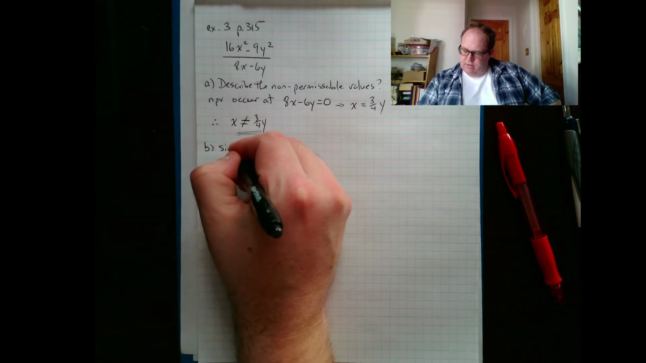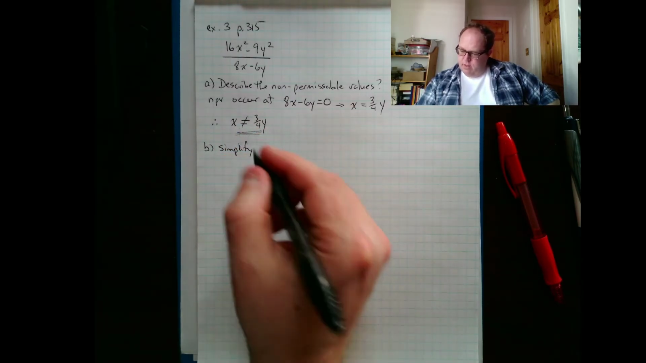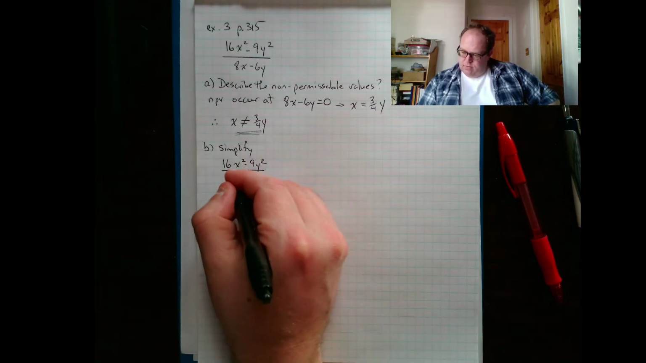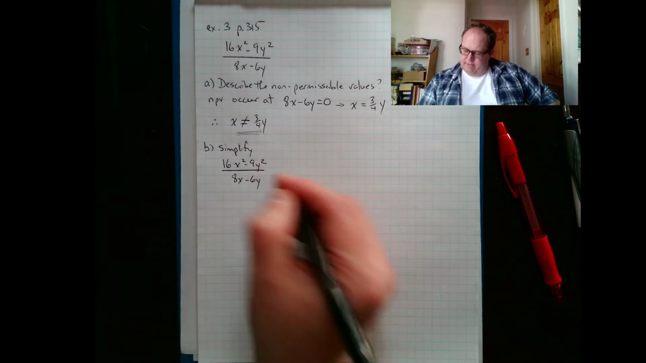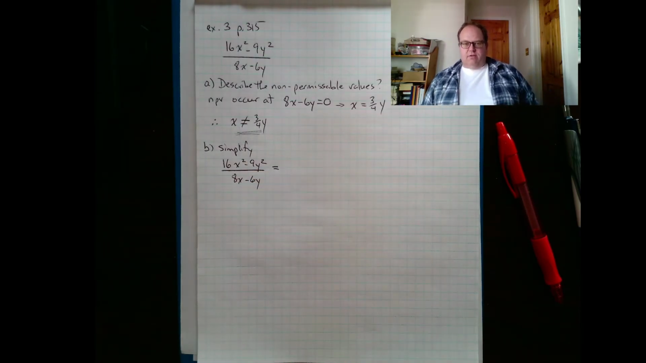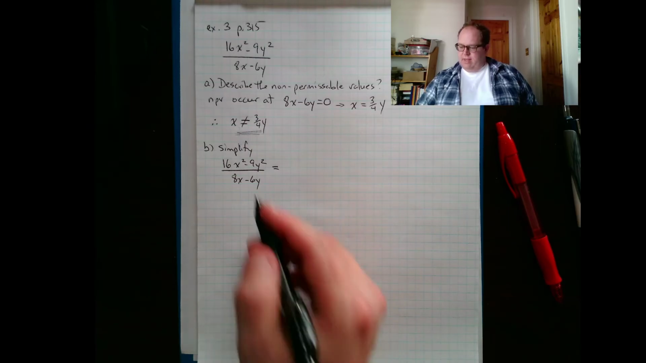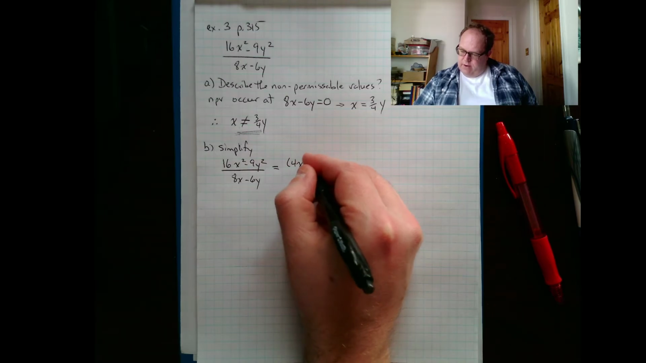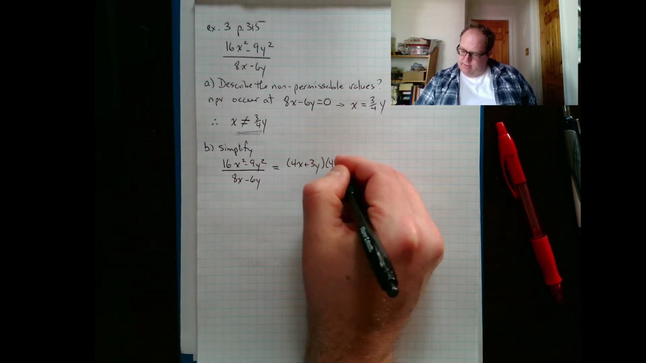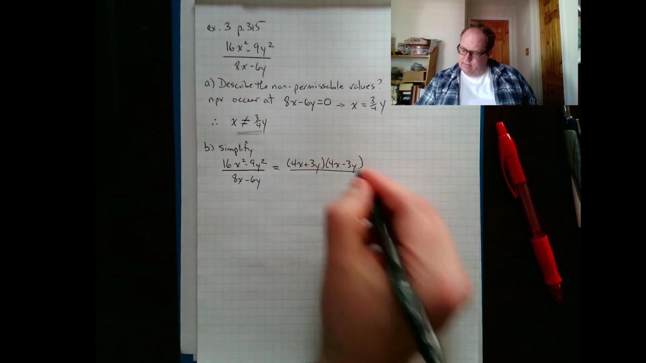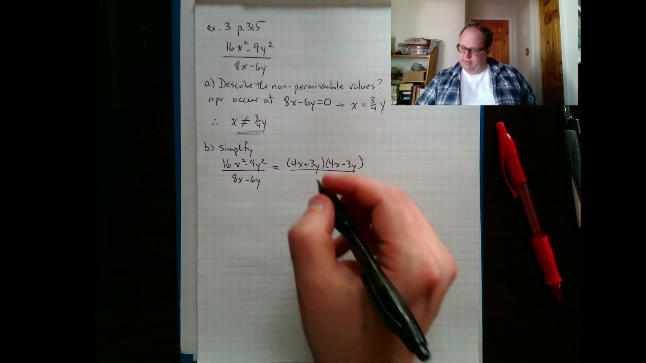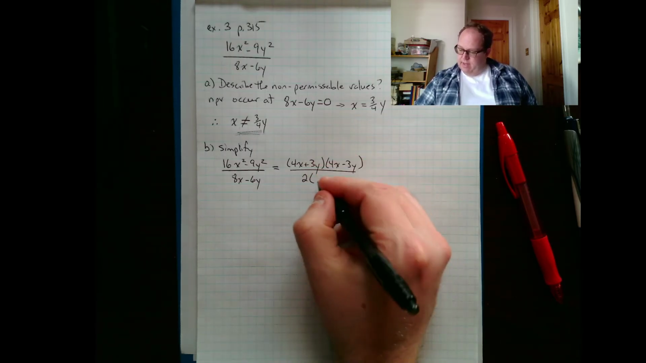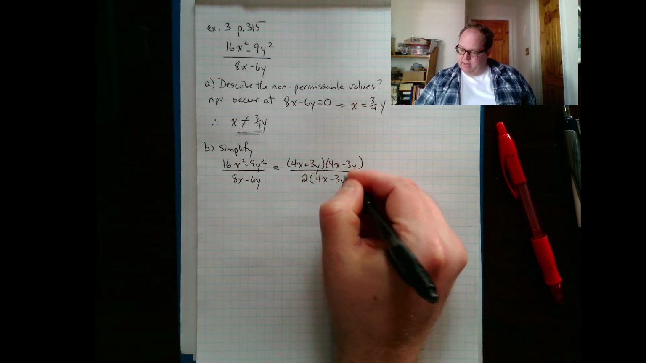In B, we are asked to simplify this thing. For 16x squared minus 9y squared over 8x minus 6y, I will factor this first. You might notice once again that the top is a difference of perfect squares. So it could factor into 4x plus 3y times 4x minus 3y. In the denominator, I can factor 2 out of everything and leave me with 4x minus 3y.